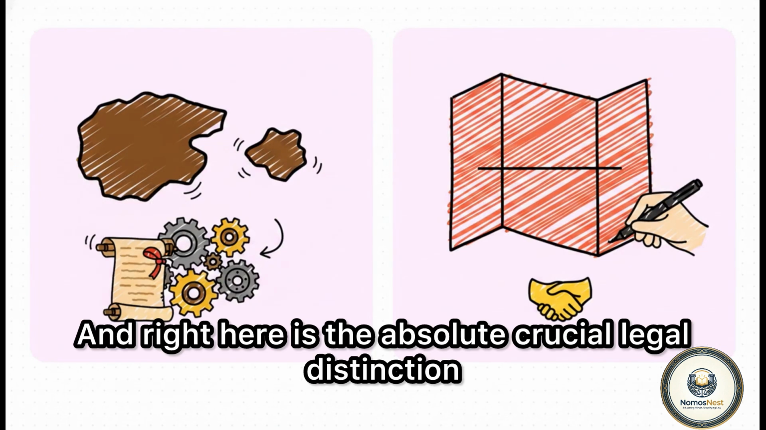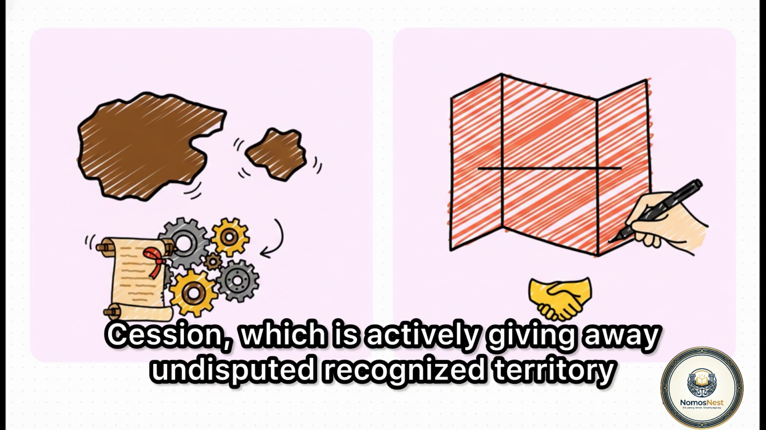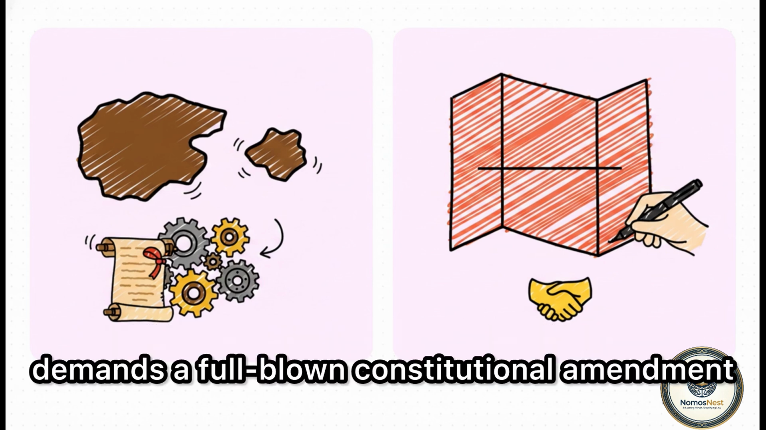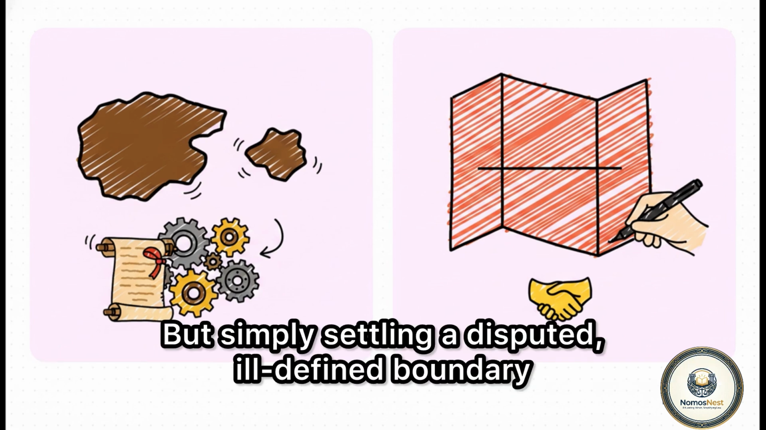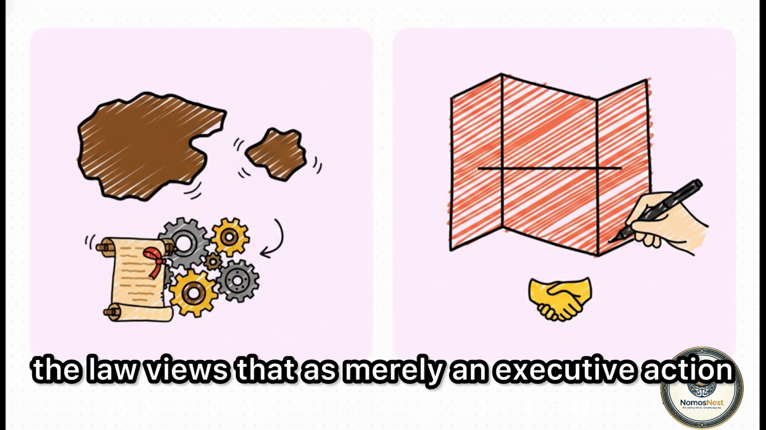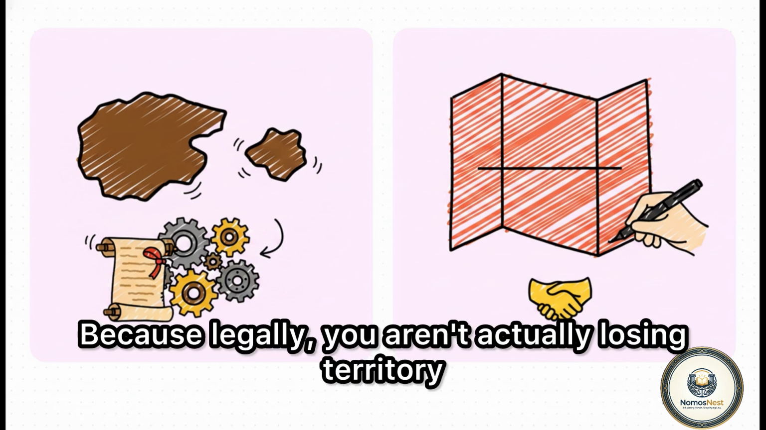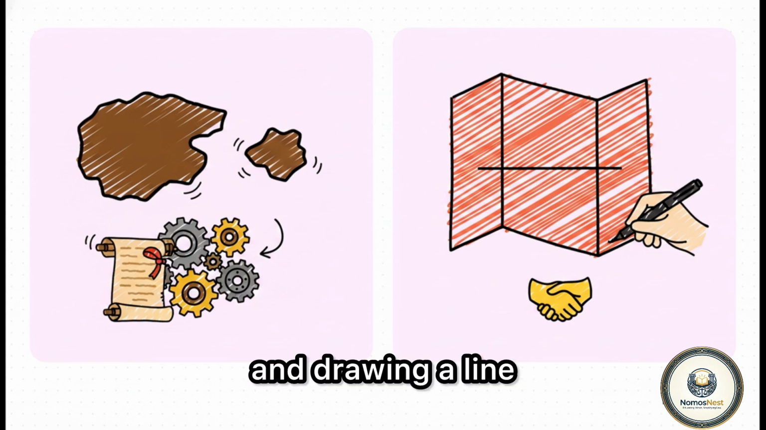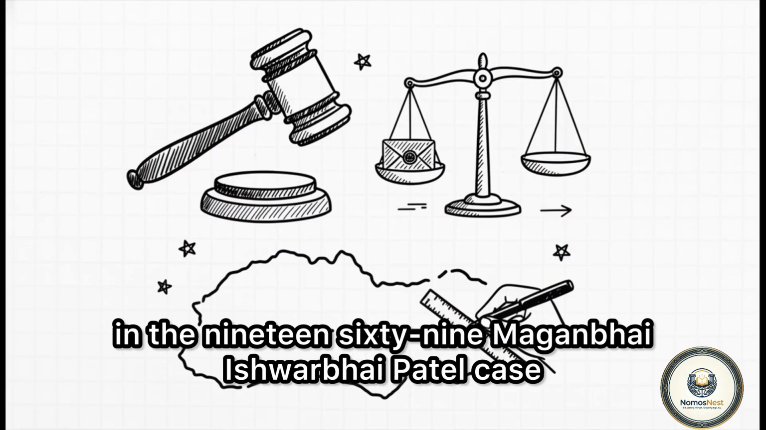And right here is the absolute crucial legal distinction. Cession, which is actively giving away undisputed recognized territory, demands a full-blown constitutional amendment, like we saw in the Berubari case. But simply settling a disputed, ill-defined boundary, the law views that as merely an executive action. No constitutional amendment is needed whatsoever. Why? Because legally, you aren't actually losing territory, you're just officially discovering and drawing a line where your real territory ends. This whole principle was totally cemented in the 1969 Maganbhai Ishwarbhai Patel case.